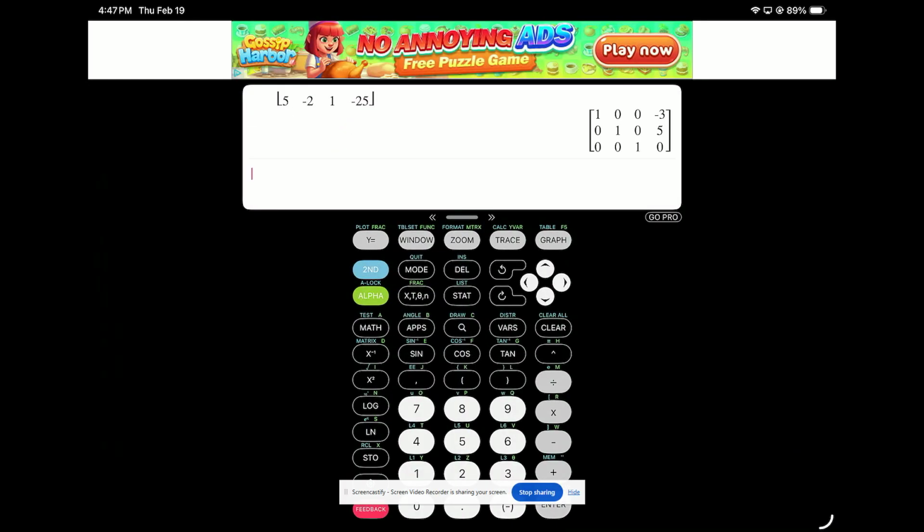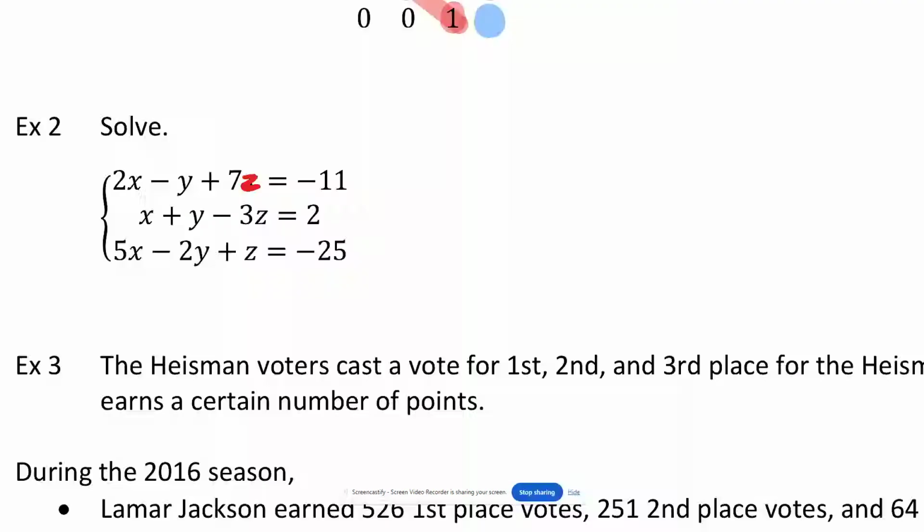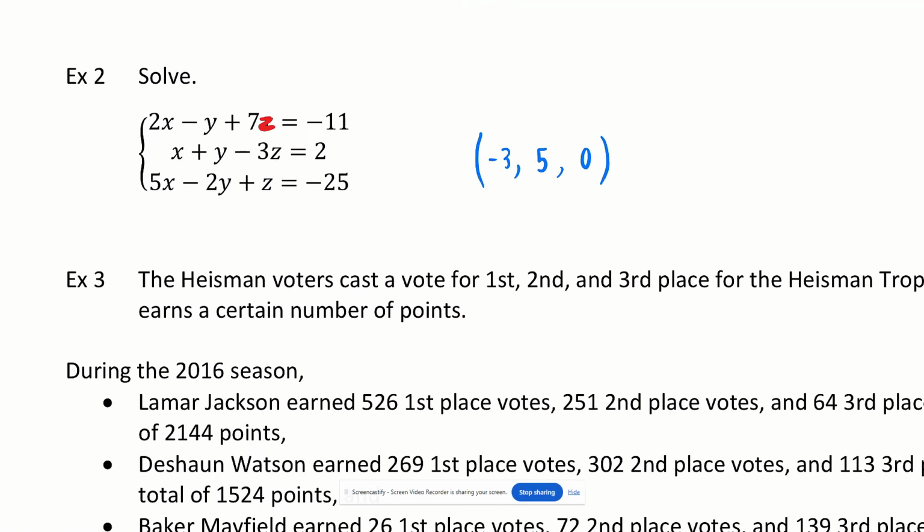You push equals. And then like I said, look at this. See how those ones are diagonal? This is indicating that this is x, this is y, this is z. So I'm going to go back to my paper, and I'm going to type in that my answer here is negative 3, positive 5, 0. And we've solved our system of equations. Very simple, okay? Very simple.